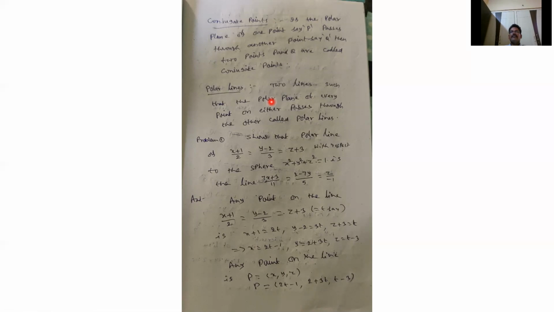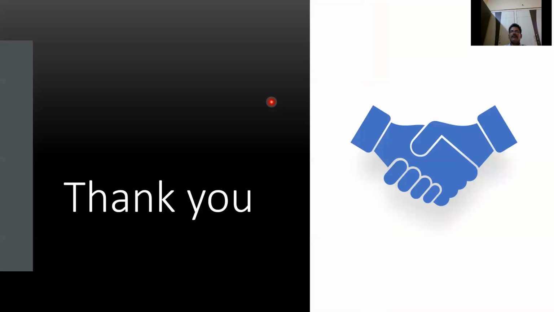Polar lines means the polar plane of every point on one line passes through the other line. Then the lines are called polar lines. Thank you.